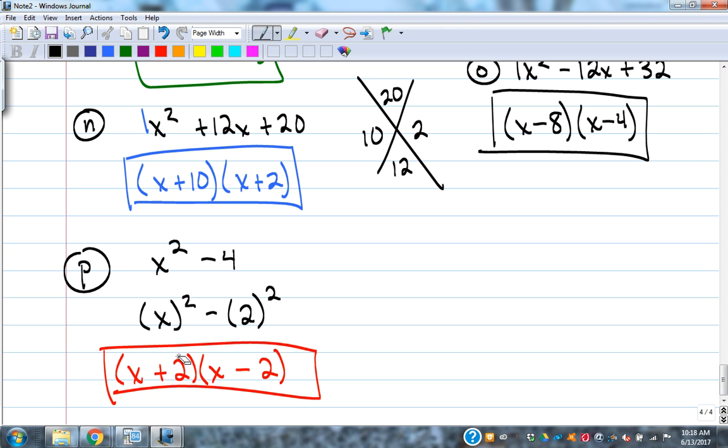If I multiply this out together, x times x is x squared. x times negative 2 is negative 2x. Positive 2x, they cancel each other out. And then 2 times negative 2 is negative 4. So if we can rewrite that difference of squares, then we can get the factors really easy.